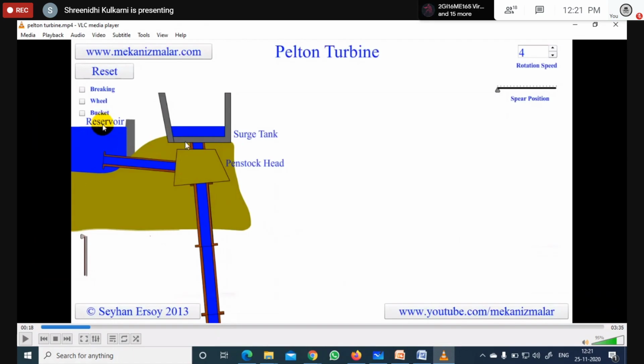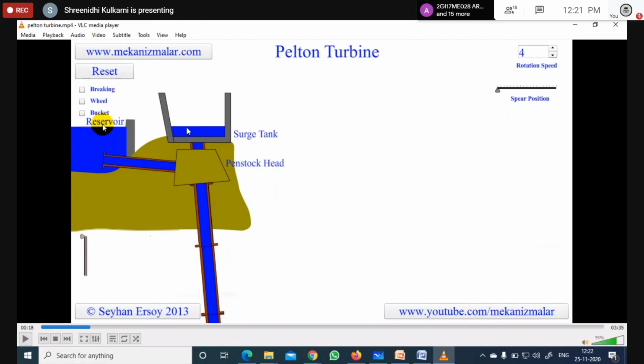In this video we can see the surge tank, but in the diagram the surge tank is not included. It plays a very important role in the power station. So what is this surge tank?